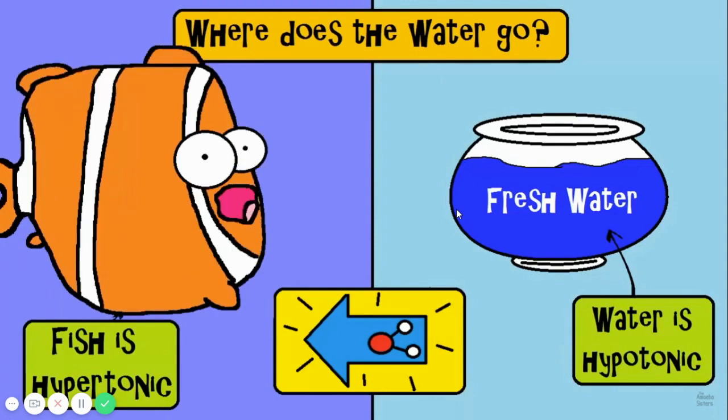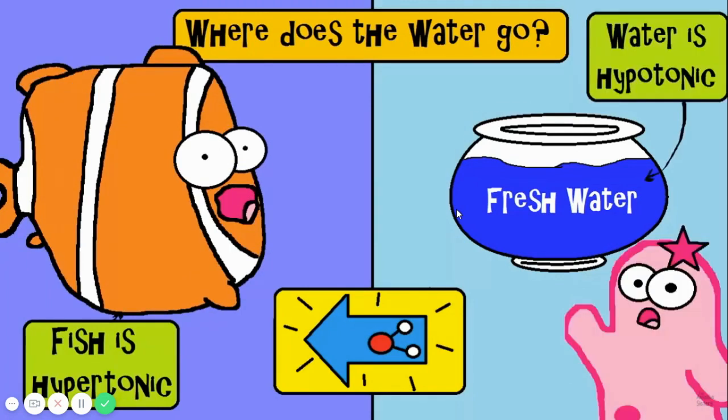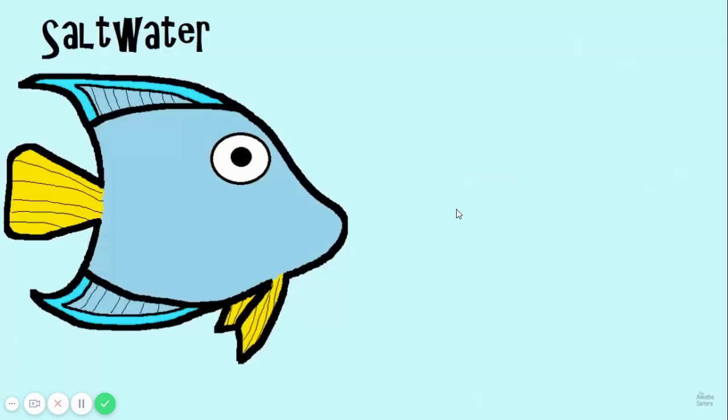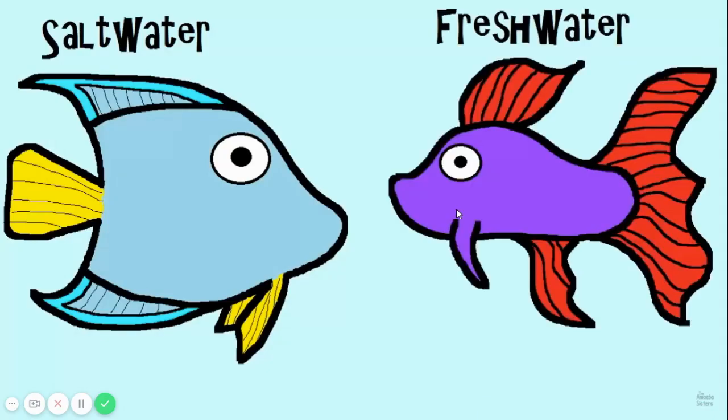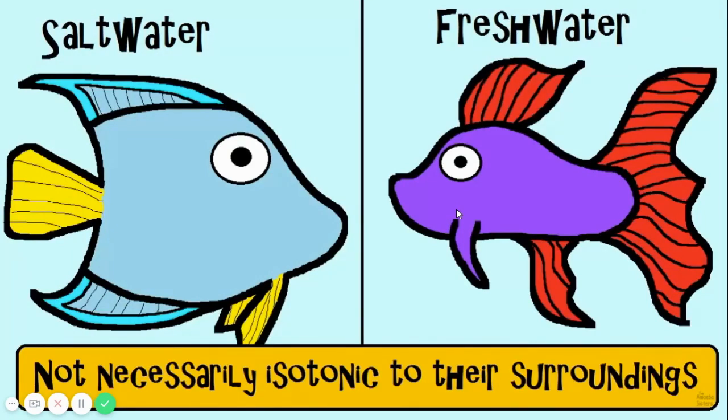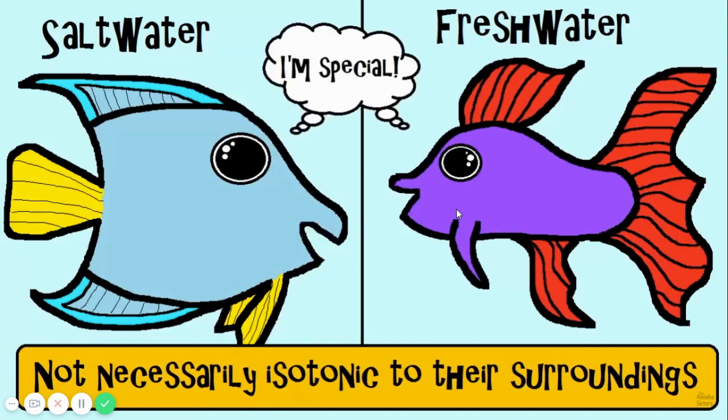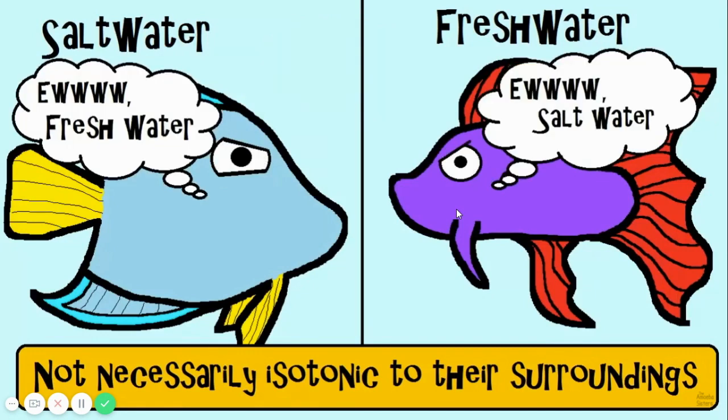If you don't rescue it soon, the cells would actually start swelling if you looked at them under a microscope. Eventually, this fish could die. Now, one thing to clarify, saltwater fish and freshwater fish are not necessarily isotonic. Remember, that means equal concentration to their surroundings. But they have special adaptations that allow them to live in their environment, and usually they can't make a major switch from a saltwater environment to a freshwater environment.